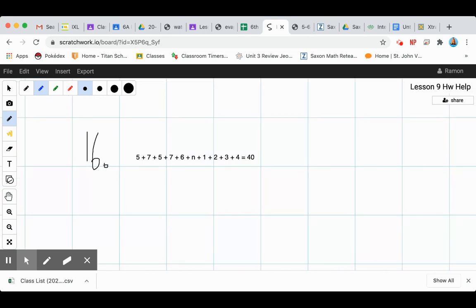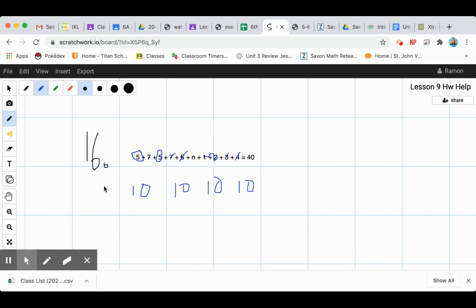Now for number 16, we're being asked to find the sum of all these numbers and then find the value of n. So what I would do here again is I would group numbers together based on, I would make 10s. So 5 and 5 make 10. 6 and 4 also make 10. 7 and 3 also make 10. And then 1 and 2 make 3, plus 7 is another 10.